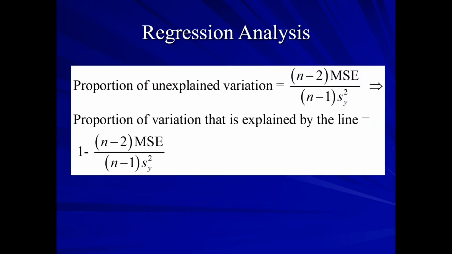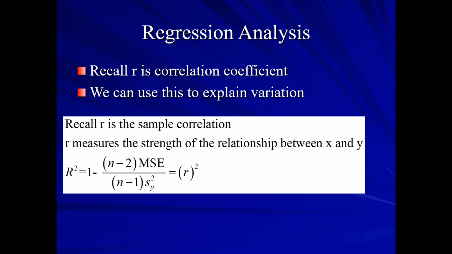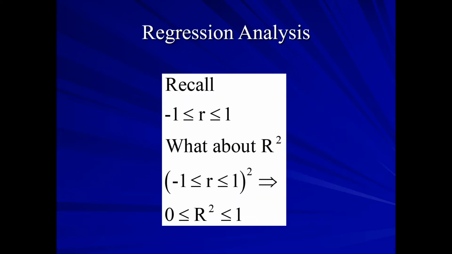Well, since this is our proportion of unexplained variation, we'd like to find the proportion of variation we can explain. So if we simply subtract the proportion of unexplained variation from 1, this gives us the proportion of explainable variation. And we can use our correlation to actually calculate this. So remember, R is our correlation coefficient, and it measures the strength of the relationship between X and Y. R squared is going to equal 1 minus the unexplained proportion of variation. Therefore, if we simply square the correlation value, we will get the proportion of variability in Y that is explained by X.